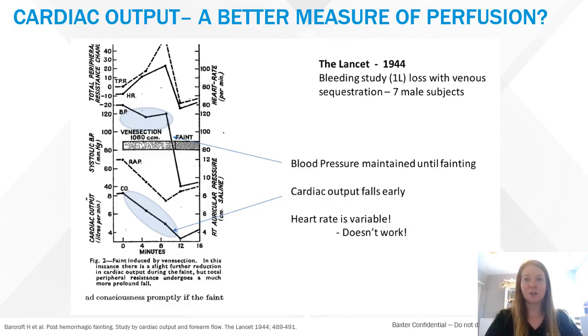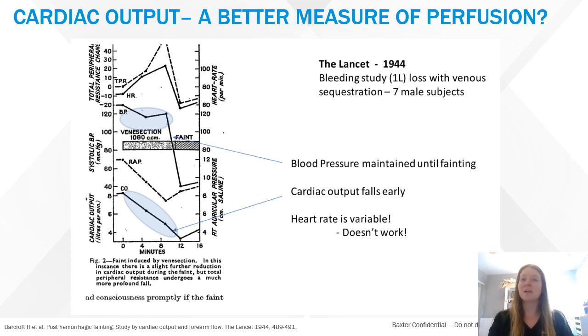Now, I think this is a great slide to show the comparison between blood pressure, a pressure-based measurement, and cardiac output as your flow-based measurement. So in order to perfuse your organs, you need flow as well as a pressure. So how do they work together and how do they work against each other?